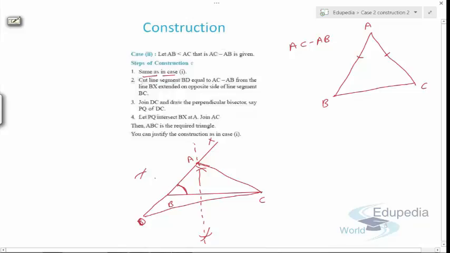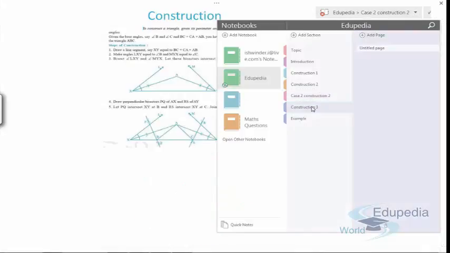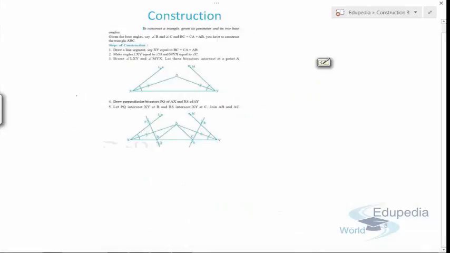So this is how we can do the construction, and for the justification we need to follow the same steps we have done so far in case 1. This is how we can do these types of examples. So let's do the next concept, construction 3. This is a very important concept and question, and you can see these types of questions very often in examinations, so you have to watch this part of the video very carefully.